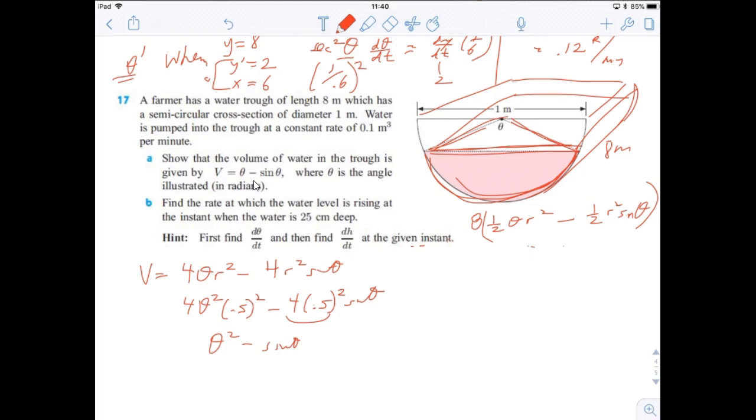Oh, no, it's not theta squared. Look, what am I doing? It is theta minus sine theta equals the volume. Okay, so that's what we wanted.